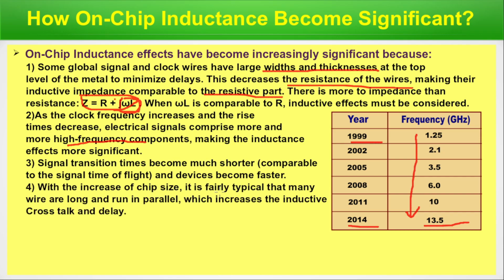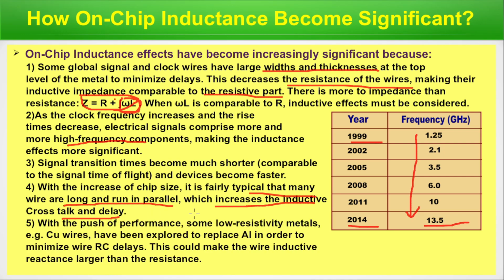With the increase of chip size, it's fairly typical that many wires are long and run in parallel, which increases the inductive crosstalk and delay. Just look at our smart devices, our consumer electronics. Our device is as smart as its processing unit is smart. So we want more and more complex operations in our consumer electronic devices. Just to cope with that, the chips are increasing in size and accommodating more and more devices into the same chip.